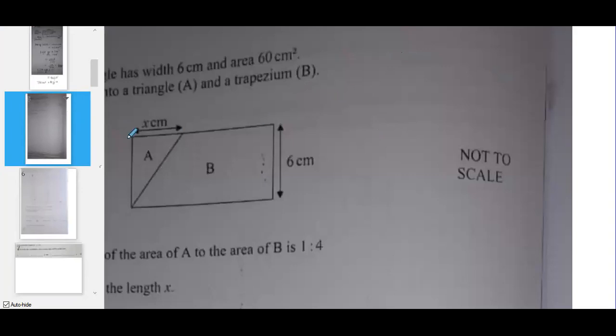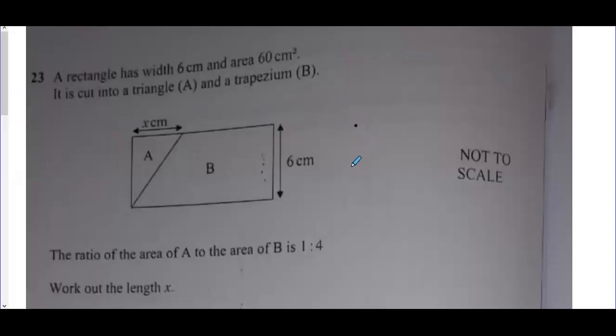Right, there we go. We have another question here. This question looks a bit complicated, so we're going to read it carefully. A rectangle has a width of 6 centimeters and an area of 60 square centimeters. We know that the area of any rectangle is length times width.